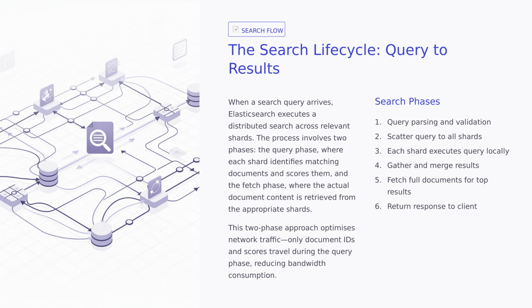The search phases encompass query parsing and validation, scattering queries to all shards, local query execution per shard, result gathering and merging, fetching full documents for top results, and ultimately delivering the response to the client. With this streamlined approach, Elasticsearch ensures a swift and effective search experience.